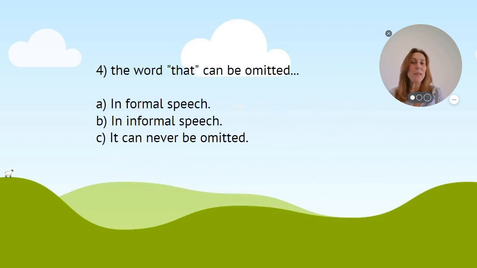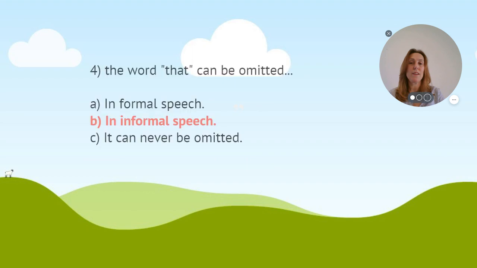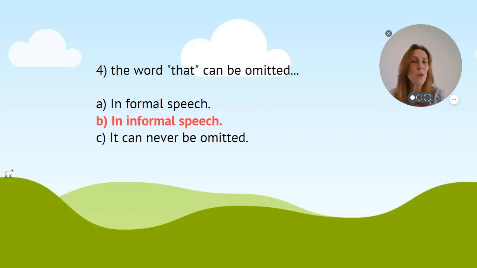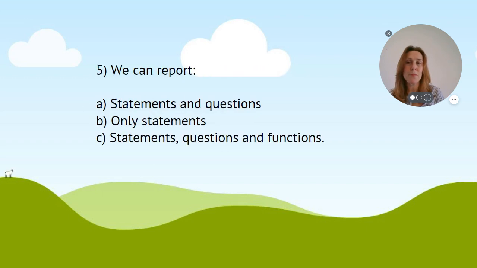So, the word that can be omitted in formal speech, in informal speech, or it can never be omitted. What do you think? Let's take some time to think. In informal speech, we can do away with it. I think, or I am, that she's wonderful, or I think she's wonderful, or she said it was a beautiful day, or she said that it was a beautiful day.